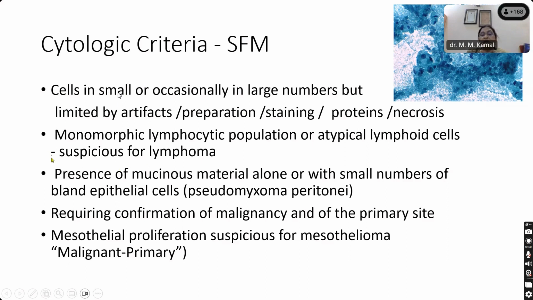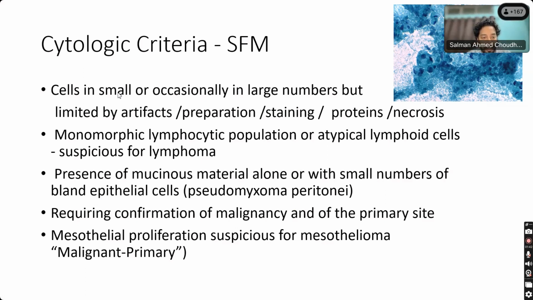Second scenario would be? Ma'am, a monomorphic lymphocytic population or atypical lymphoid cells, which can lead to suspicious for lymphoma. And presence of mucinous material alone or with small numbers of bland epithelial cells favors a diagnosis of pseudomyxoma peritonei, requiring confirmation of malignancy and of the primary site, and mesothelial proliferation is suspicious for mesothelioma.